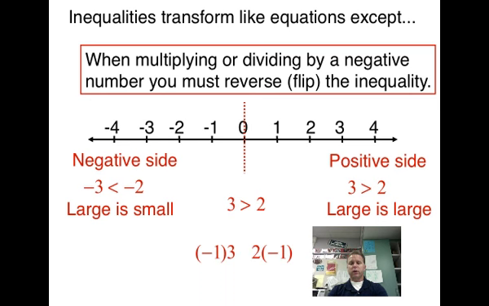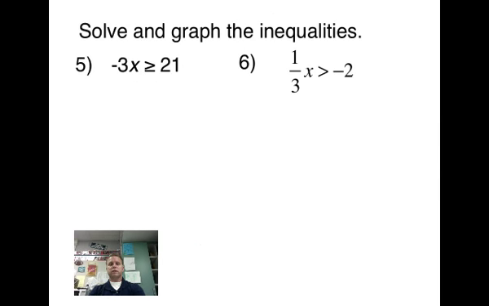So if I have 3 is greater than 2, that's a true statement. If I multiply both of those by negative 1, that's negative 3 greater than negative 2. That's not true. So to make it true, I have to flip and go negative 3 is less than negative 2. And that is correct. So let's practice that.